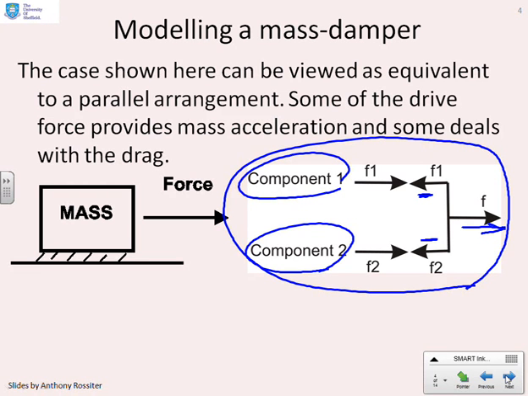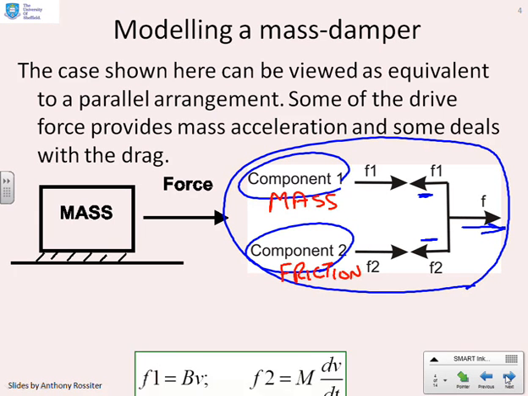And in this particular case, we're going to view that component 1 could be the mass and component 2 will be the friction or the drag. Now in this case, the next question is to ask, well, what sort of equations will represent the movement of the mass and what sort of equations will represent the friction?